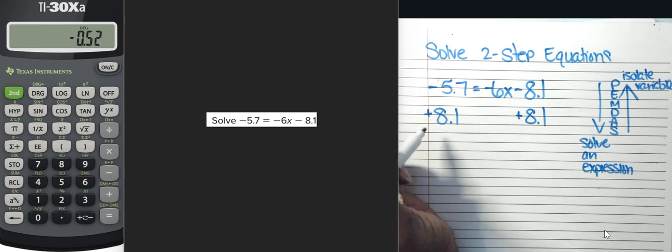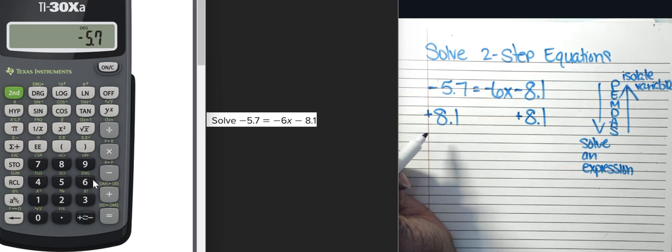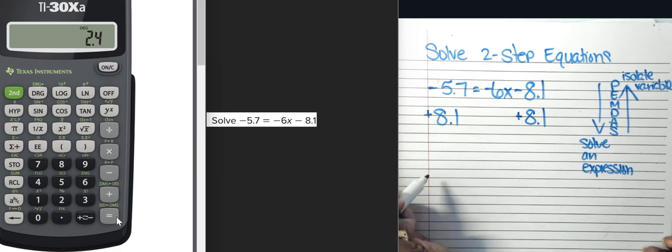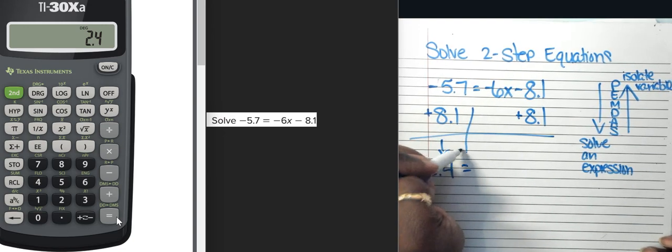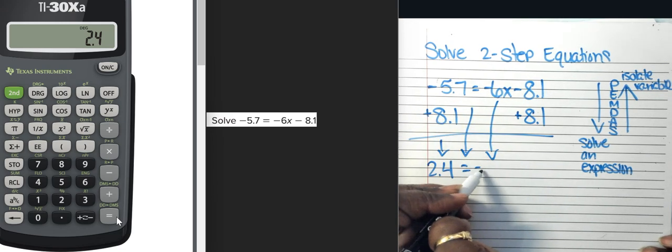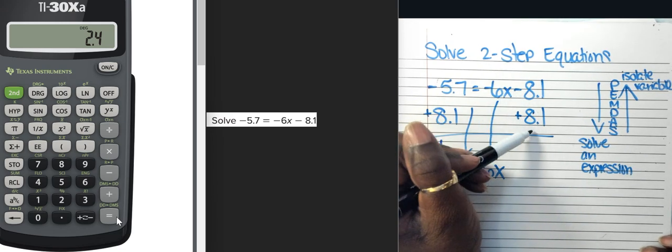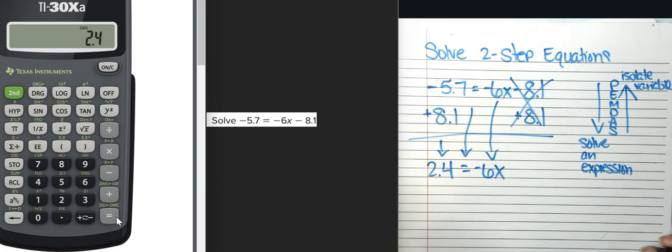All right, so what we have is going to be 8.1. Well, we have 5.7. That's negative, and then we're adding 8.1. And that's going to give us 2.4. So we have 2.4. Okay, so remember, all we're doing is just bringing down what we have, right? So we're bringing that down. And then we have our negative 6x. Okay, and this cancels out. Negative 8.1 plus 8.1, that cancels out. So that's no longer there.